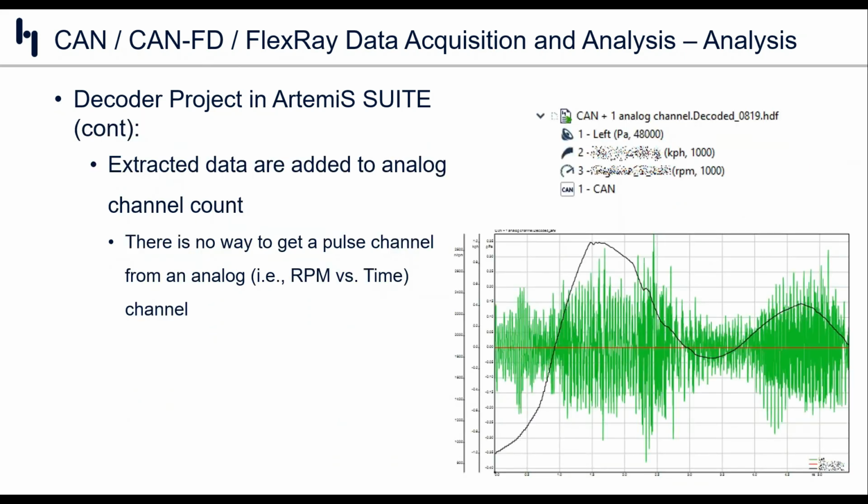Okay, so extracted data, as pointed out, are added to your analog channel count. So we had a CAN plus one, so we had left channel 1 here, and then 2 and 3 were added from the CAN data. So there is no way to get a pulse channel from an analog channel. So for instance, taking this RPM from an analog channel to a digital pulse channel, that's not a possibility at this time. Also, notice we have the left channel, the engine RPM with a throttle blip at idle, and the vehicle was stationary.